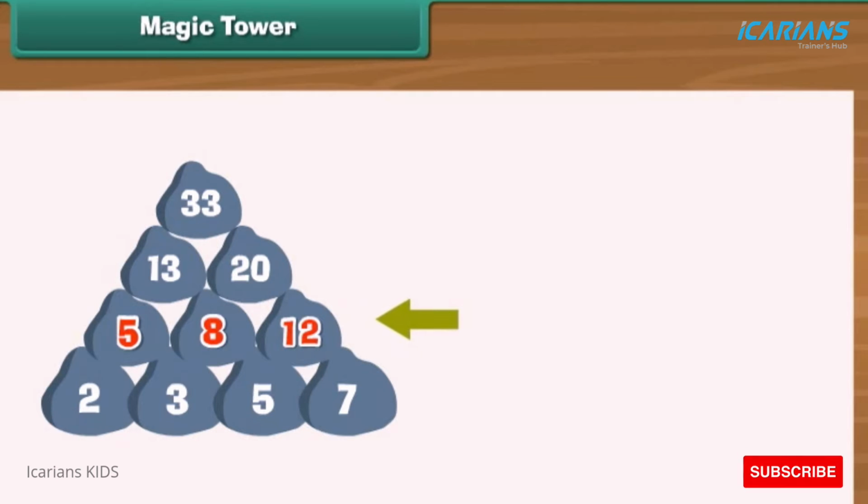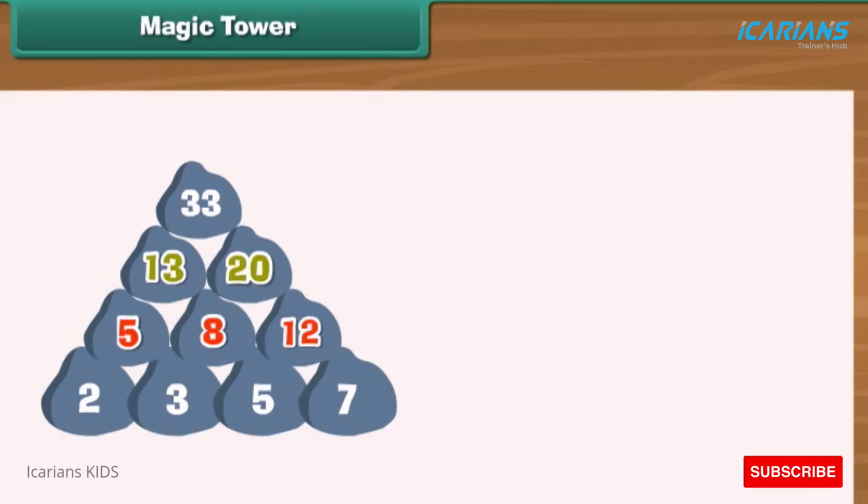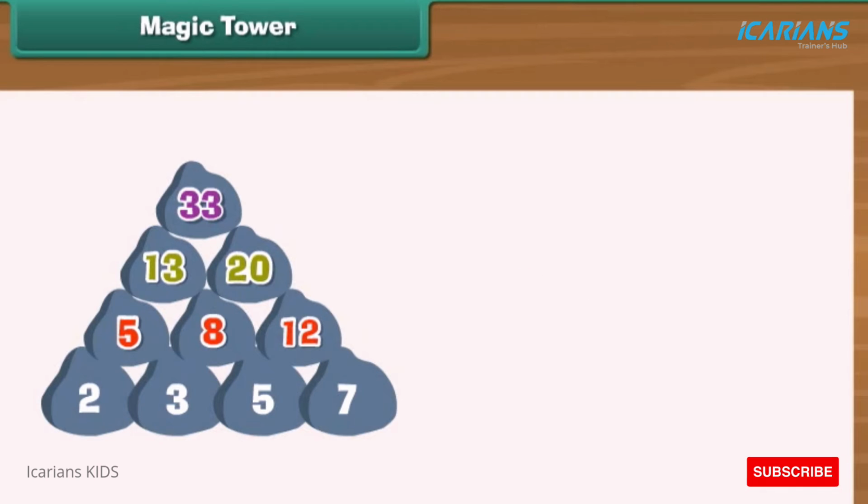Let us now take the stones of the second row. 5 plus 8 is equal to 13. 8 plus 12 equals 20. 13 and 20 form the row above. Let us now take the stones of the third row. 13 plus 20 is equal to 33. 33 forms the topmost row. So the pattern is clear. Every stone starting from the second row is the sum of the 2 stones beneath it.